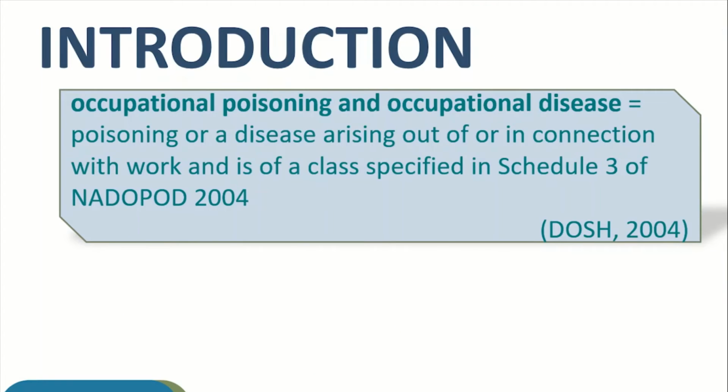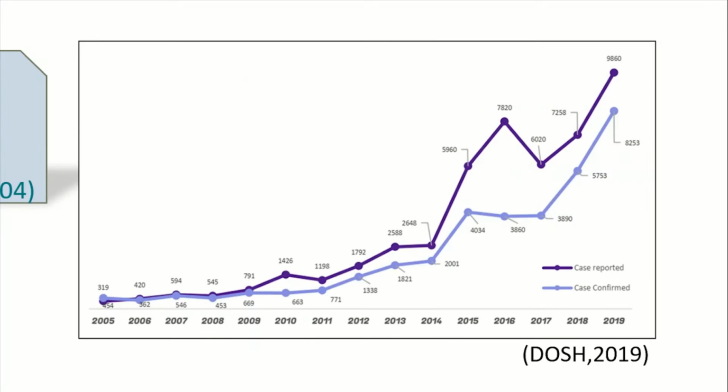DOSH has defined occupational poisoning and occupational disease as poisoning or disease arising out of or in connection with work, and is of a class specified in Schedule 3 of NADOPOD 2004. The statistics show the number of occupational disease and poisoning that has been reported and confirmed. The increasing number of cases is quite worrying.